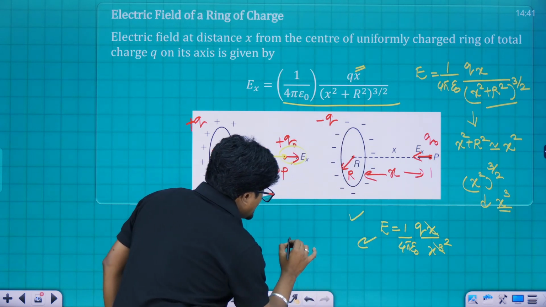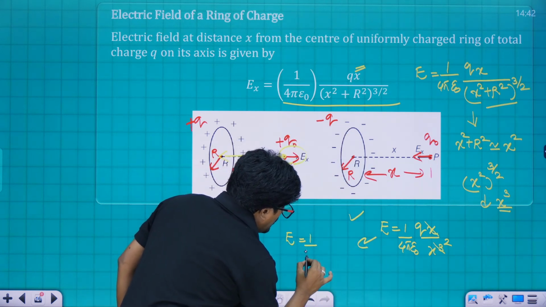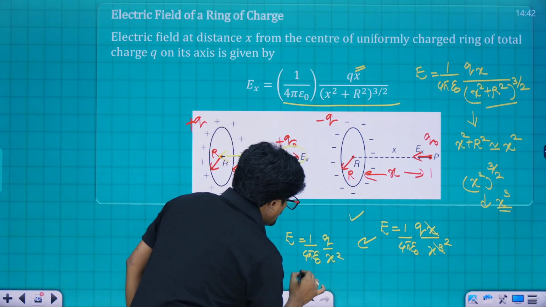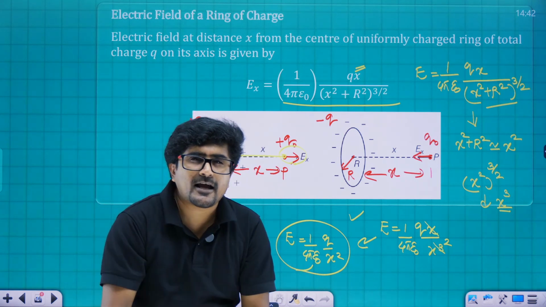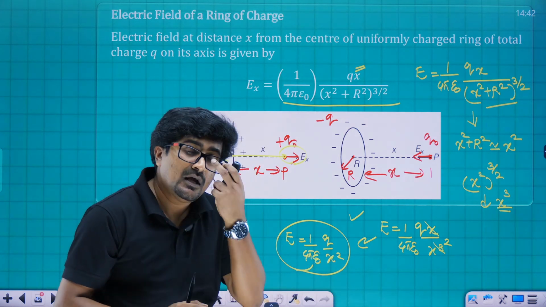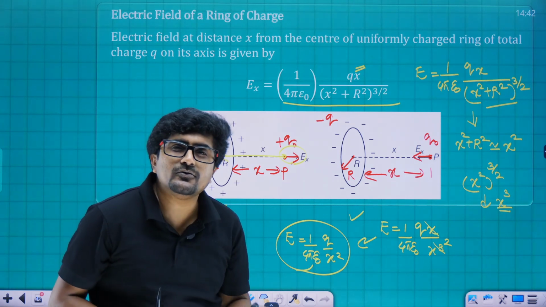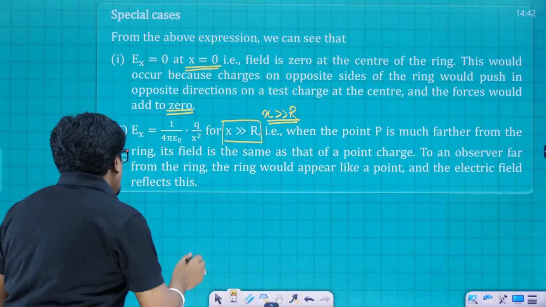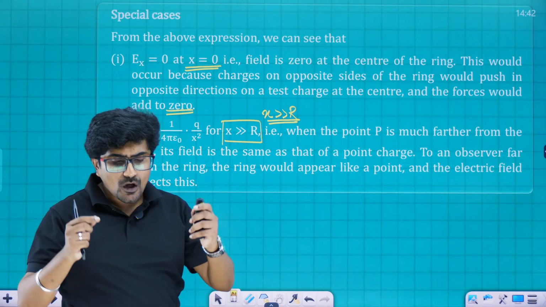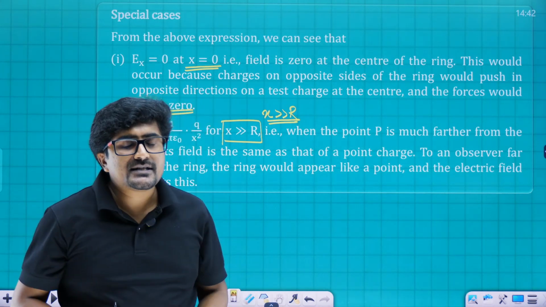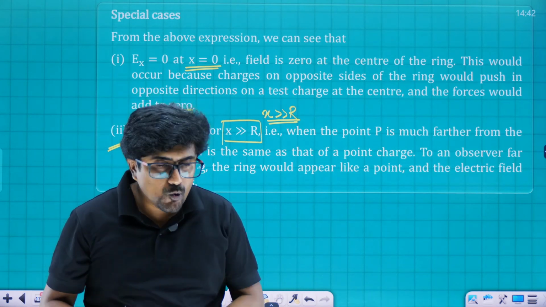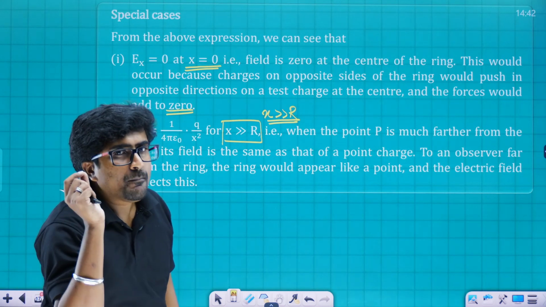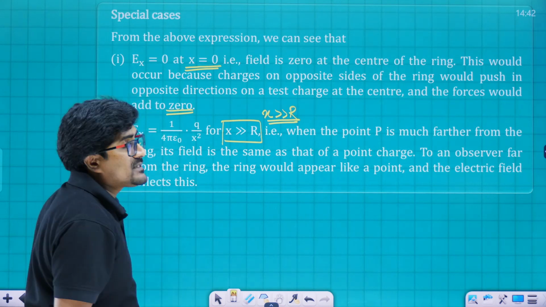Now comes the final expression: capital E is equal to 1 divided by 4 pi epsilon naught, q divided by x square. It is exactly the same mathematical relation that gives us the electric field due to a point charge q at a distance of small letter r. So this special case number 2 says that if we have a point P at a distance of x from the center of the circular loop, then the electric field capital E is going to be the same as that of a point charge. That was special case number 2.